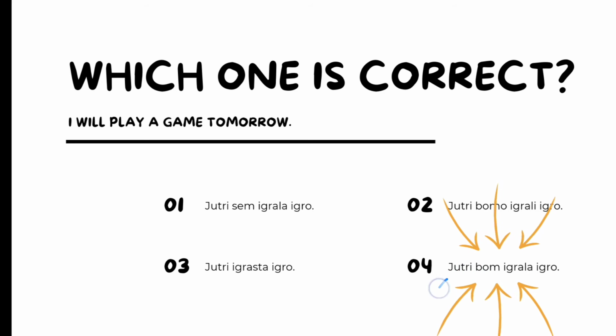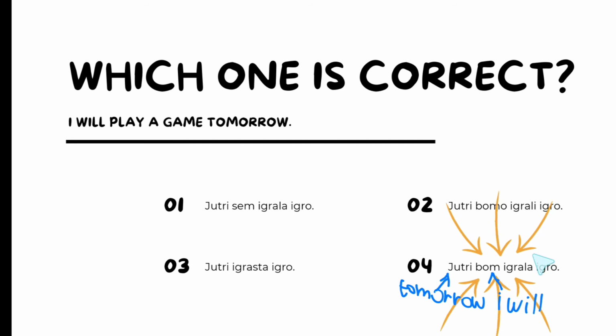Jutri, which means tomorrow. Bom, I will. Igrala, you can see here the L ending. Play plus L ending. Igro, game. So basically it means tomorrow I will play game. Okay? Jutri bom igrala igro.